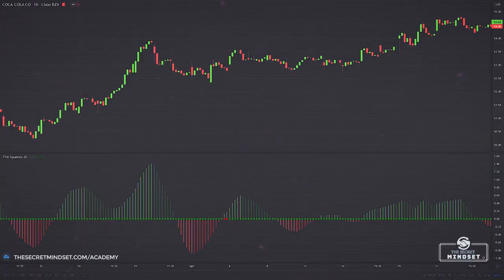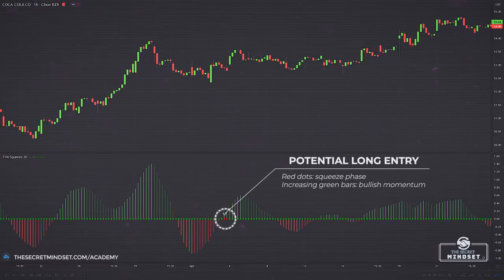Here's another example on the 1-hour time frame. The TTM squeeze gives a perfect long entry. Several red dots appeared, indicating the market has built enough consolidation energy and is ready for a squeeze. The red dots have a green histogram rising upwards, indicating that there is bullish momentum lurking beneath this energy.